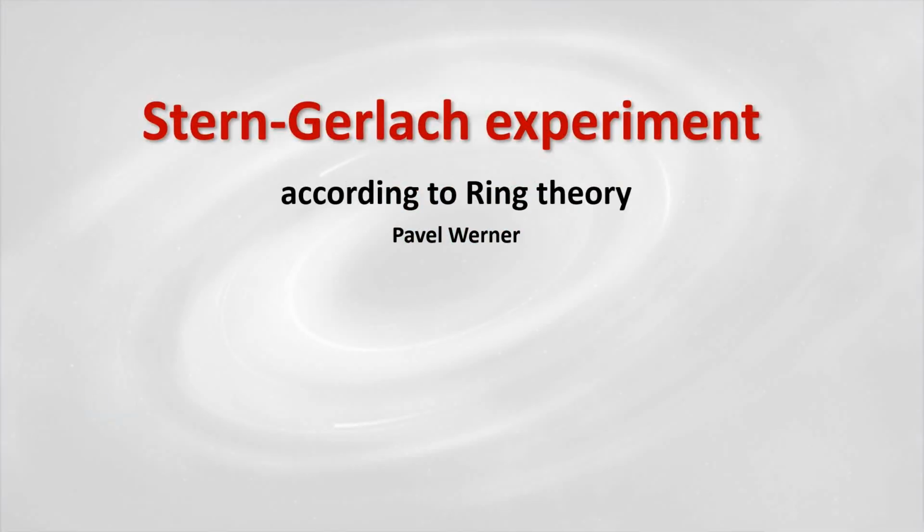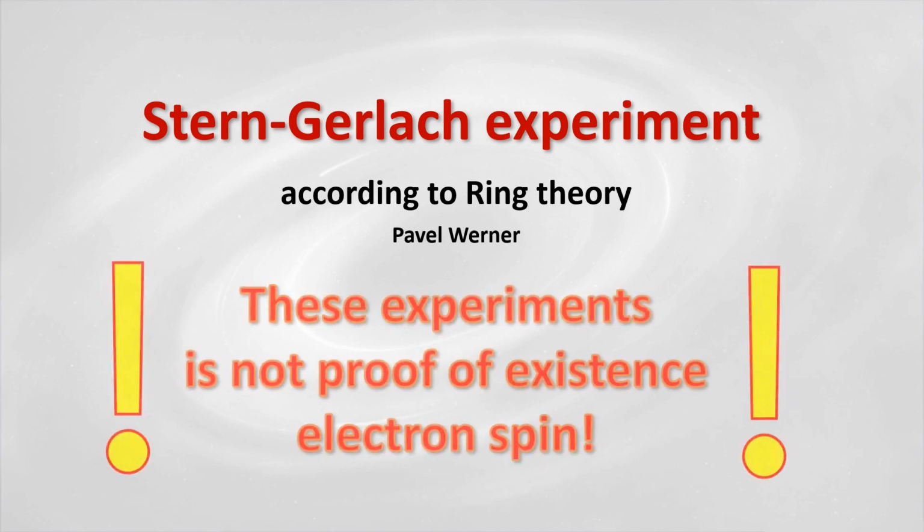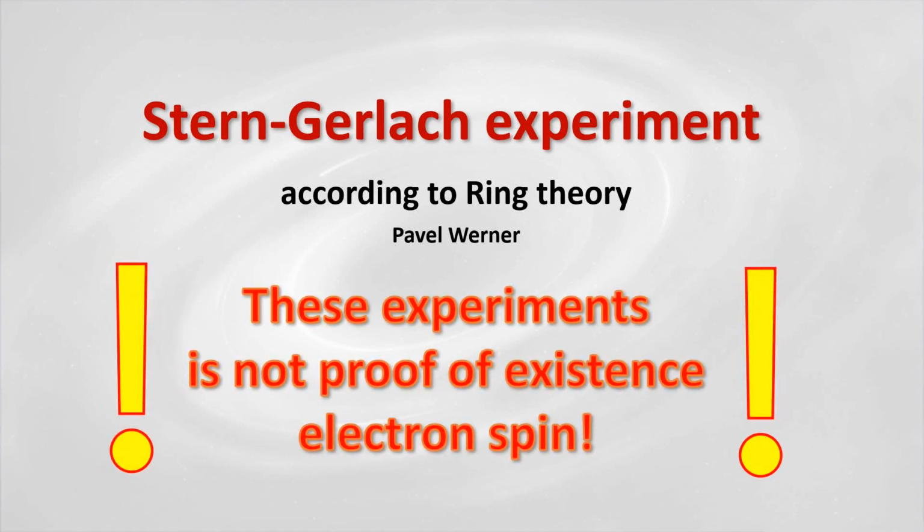The Stern-Gerlach experiment, which makes it possible to determine the magnetic moment of atoms, is based on the deflection of a bundle of atoms in an inhomogeneous magnetic field, which is proportional to the component of the magnetic moment in the direction of the field. However, this experiment is not proof of the existence of electron spin.